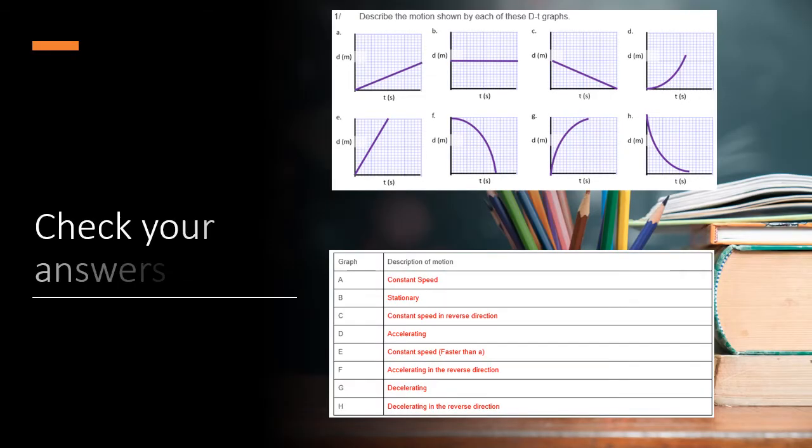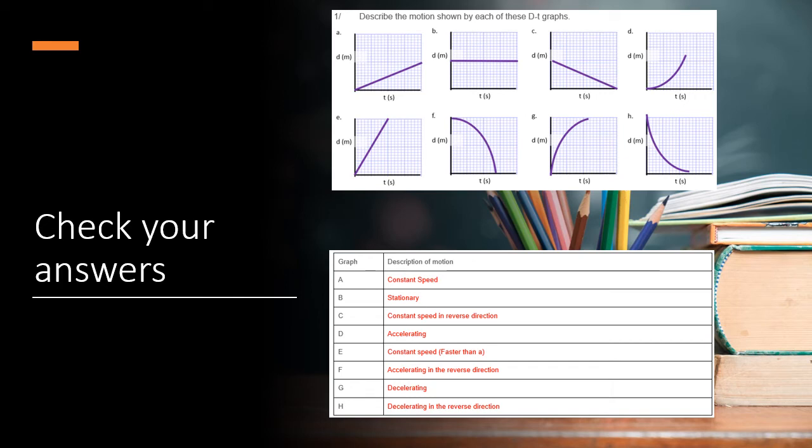Let's check the answers to task 1. Graph A is showing an object at constant speed. Graph B is showing a stationary object. Graph C is showing a constant speed in the reverse direction. Graph D is showing an object accelerating.